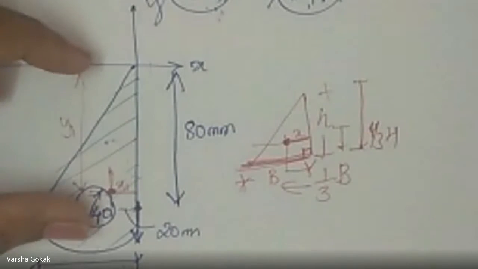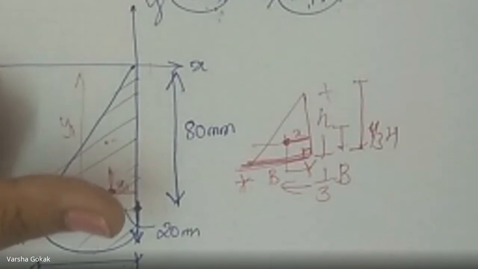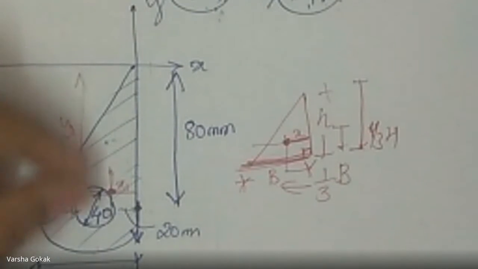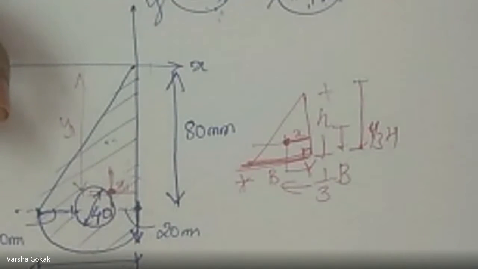80 minus, 80 minus what? h by 3. 80 minus h by 3. Yeah. 80 minus h by 3. Correct. Or also, if this is 1/3, remaining is going to be 2/3.